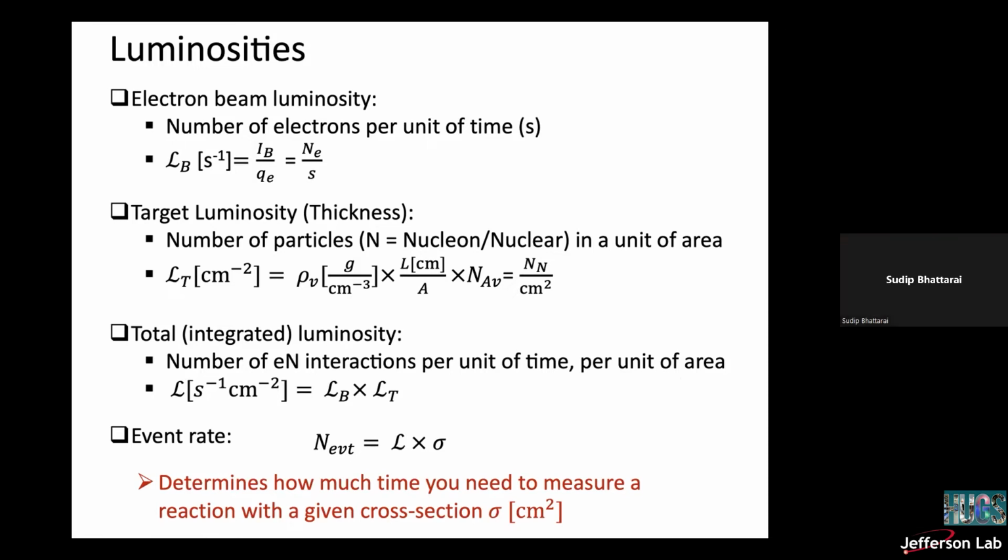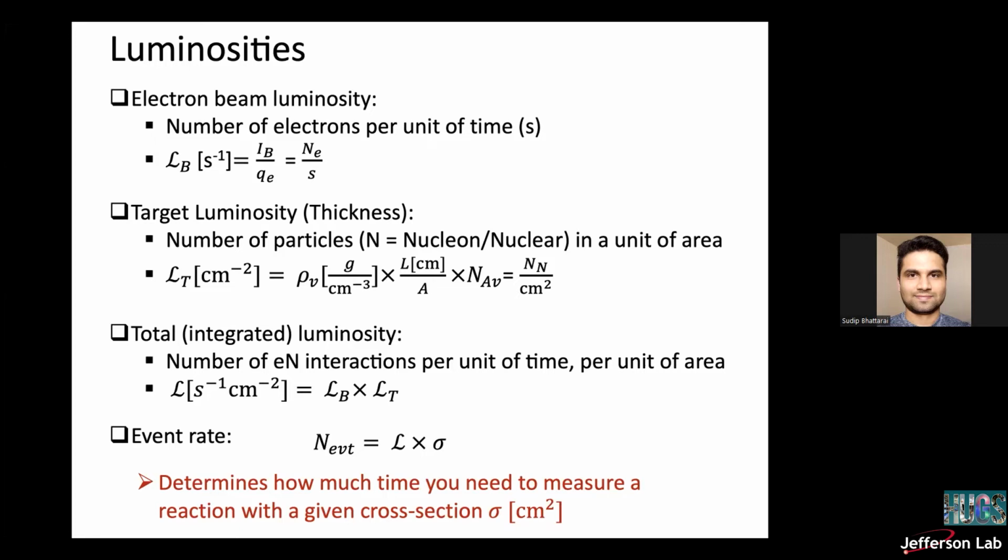Can I ask a question? Yep. Okay, so in the first bullet you have electron beam luminosity. If I am concerned about the beam current, like if I say 65 microamps, why do I care about electron beam luminosity? Because they're eventually the same thing.